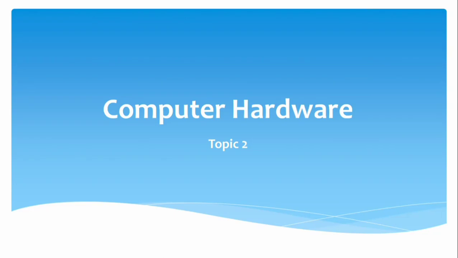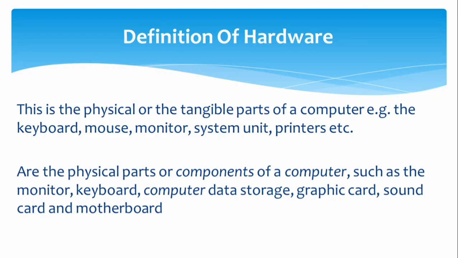Yeah, so this is computer hardware, topic two. By definition, these are the physical or tangible parts of the computer. That's the keyboard, anything you can see and touch: physical parts, keyboard, mouse, printers. Those are what we refer to as hardware.